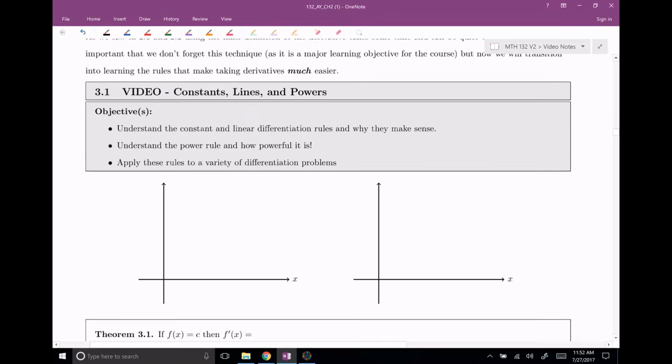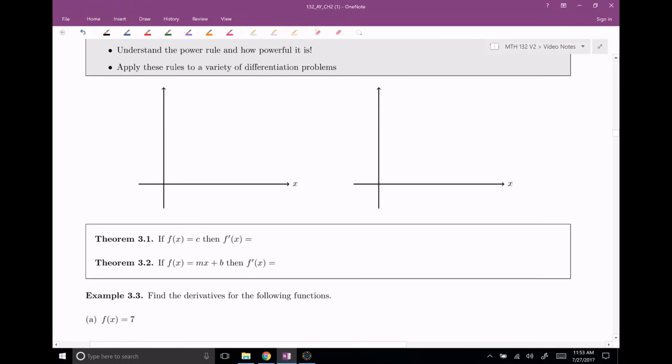In this first video, I'm going to give you the constant and linear differentiation rules. We're going to get the power rule and see how powerful it is. And then, of course, we're going to apply these things to take derivatives very, very quickly.